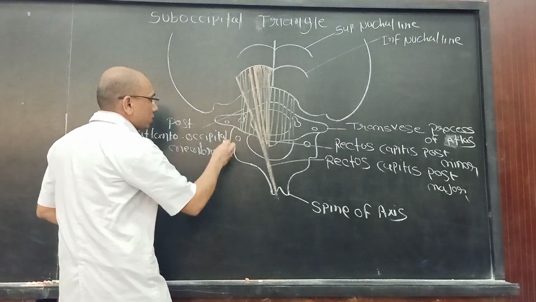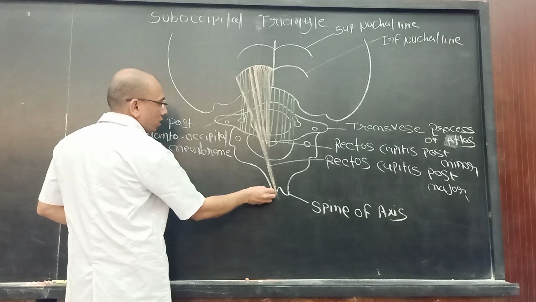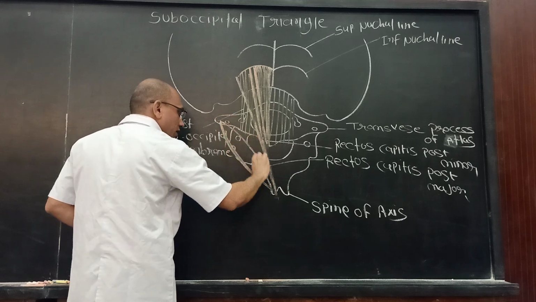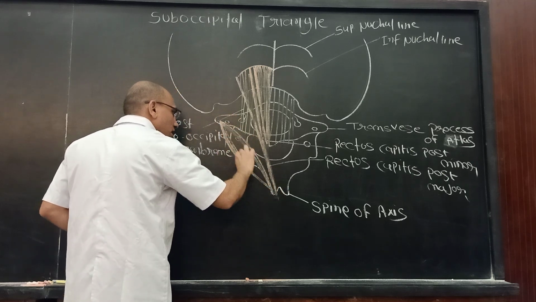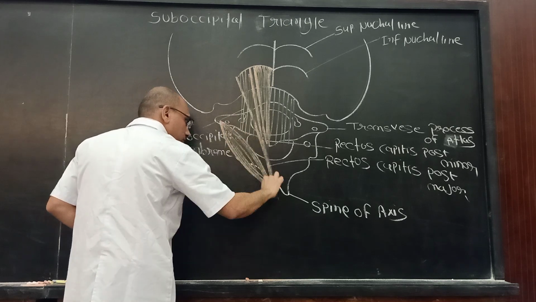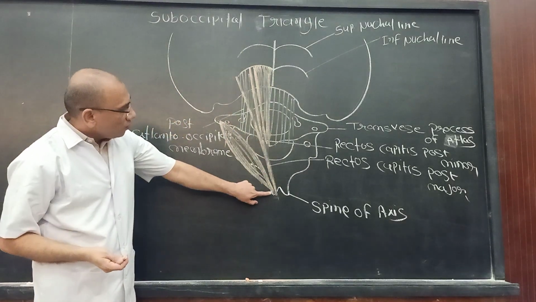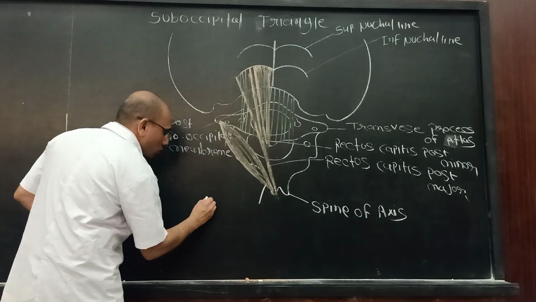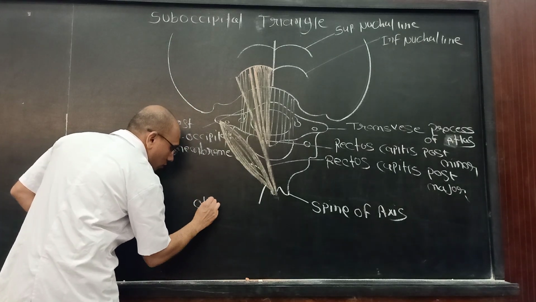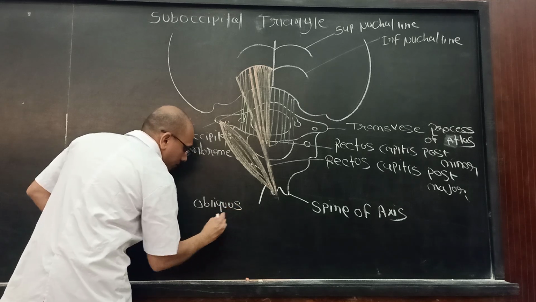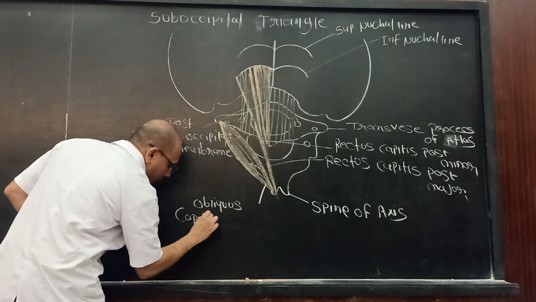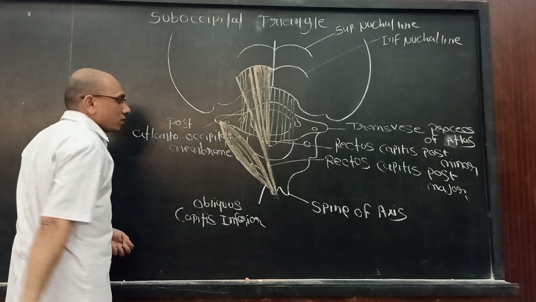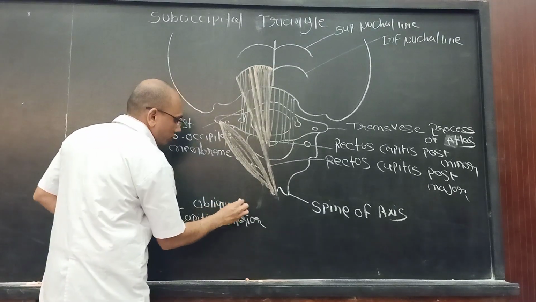Now third muscle which origin from the spine of axis and inserted on transverse process of atlas vertebrae, and this muscle is called obliquus capitis inferior.